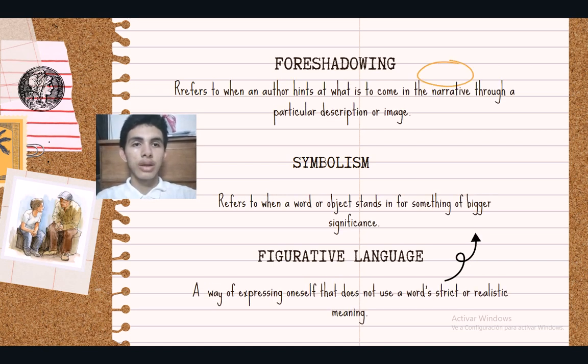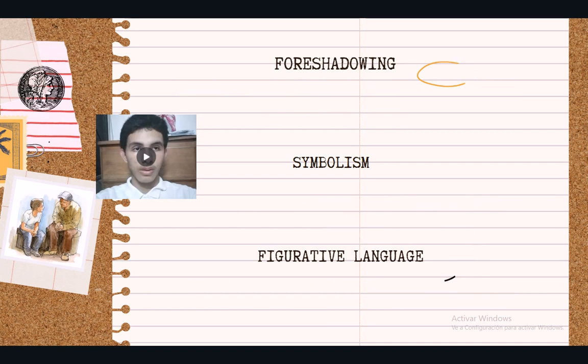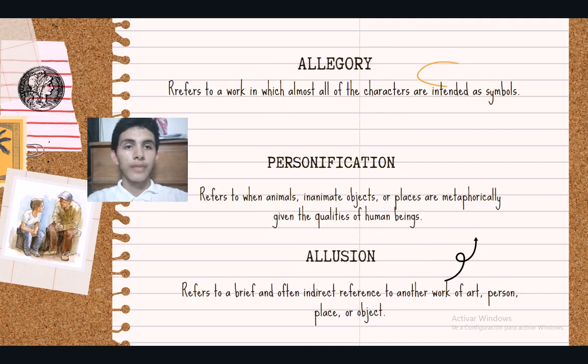Foreshadowing refers to when an author hints at what is to come in the narrative through a particular description or image. Symbolism refers to when a word or object is standing for something of bigger significance. Figurative language, a way of expressing oneself that does not use a word's strict or realistic meaning. Now we have allegory, which refers to a work in which almost all the characters are intended as symbols.